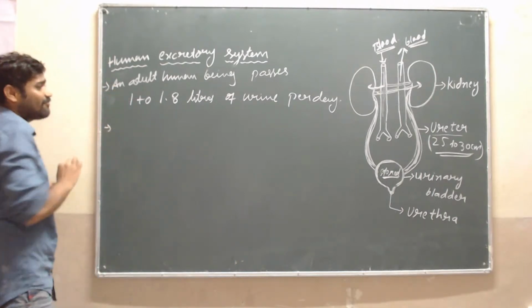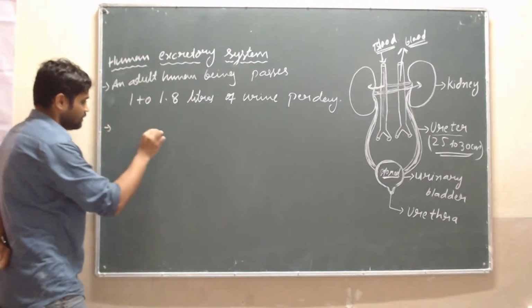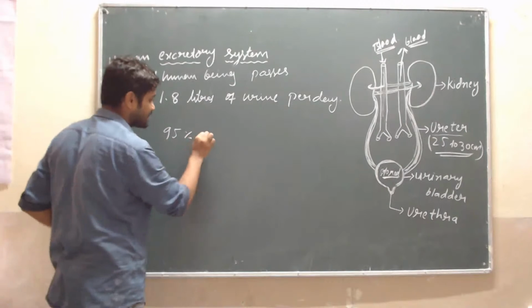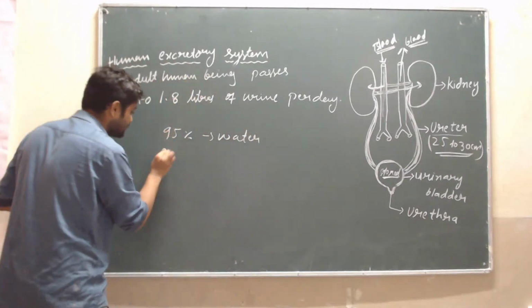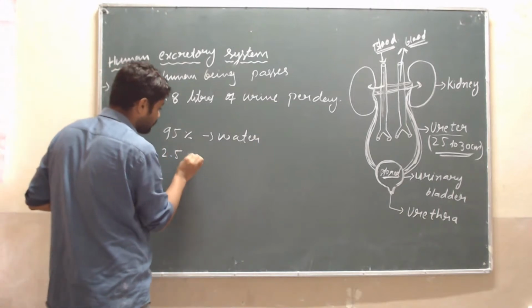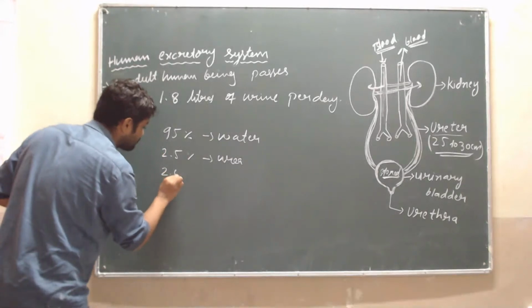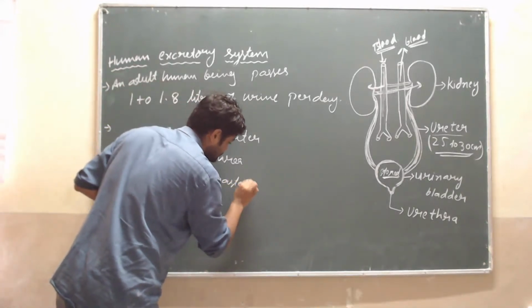Then what does our urine contain exactly? It contains 95% of water, then 2.5% of urea and 2.5% of waste substance.